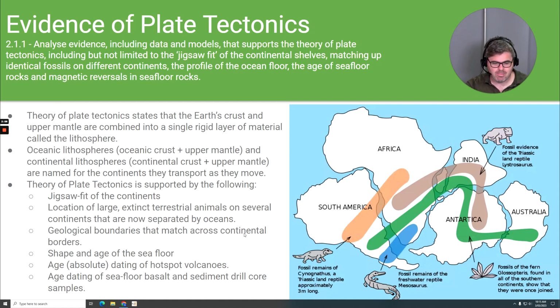Geological boundaries that match across continental borders. So it might be that it has similar rock formations or similar deposited material. The shape and age of the seafloor, the absolute age dating of hotspot volcanoes, we use absolute dating, and the age dating of seafloor, basalt, and sediment drill core samples. Now, we will cover this, but this is just a list of the evidence that we tend to use.